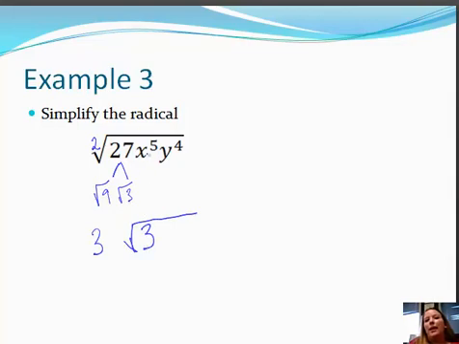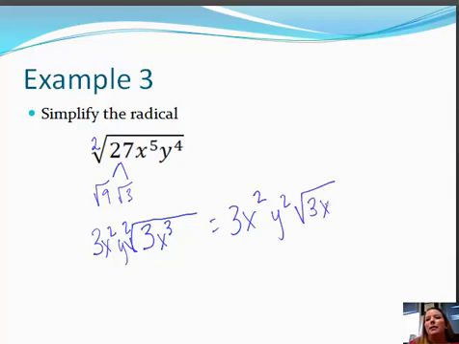Then 2 goes into 5 twice evenly. And we have, that would be 3 left. Then 2 goes into 4 evenly, so 2 goes into 4 twice, so it would be y squared. Okay, so my final answer, to see it written out better, is 3x squared, y squared, square root of 3x cubed.